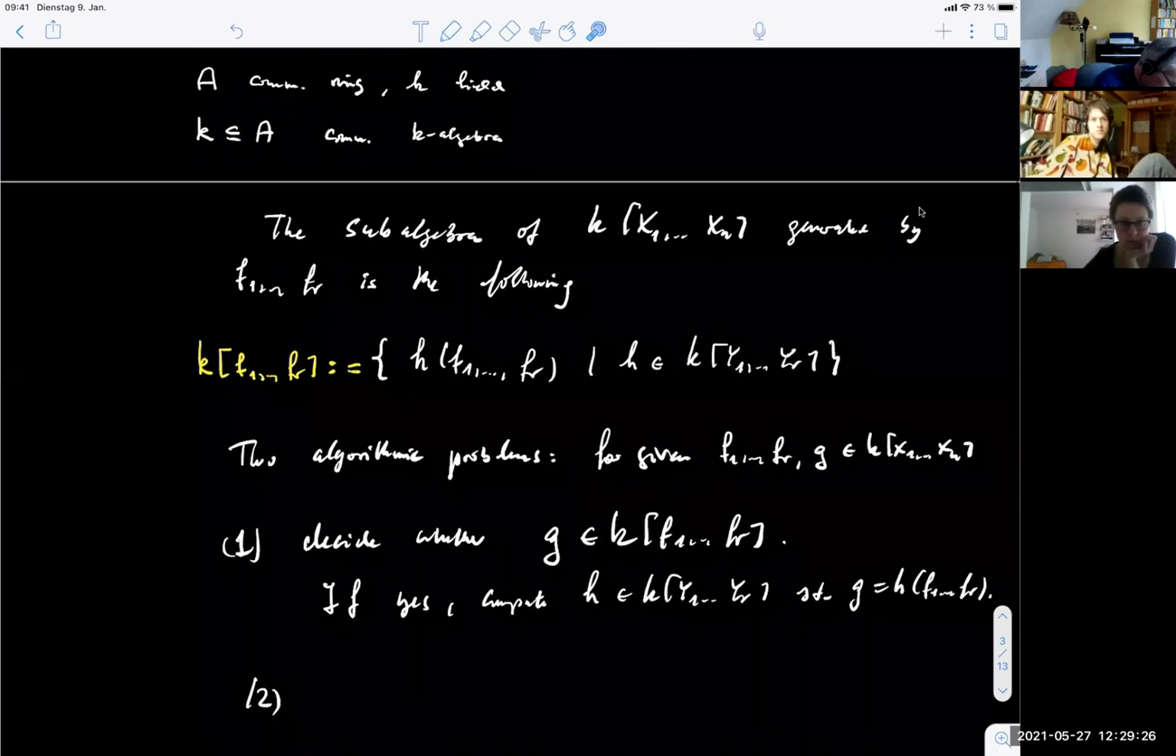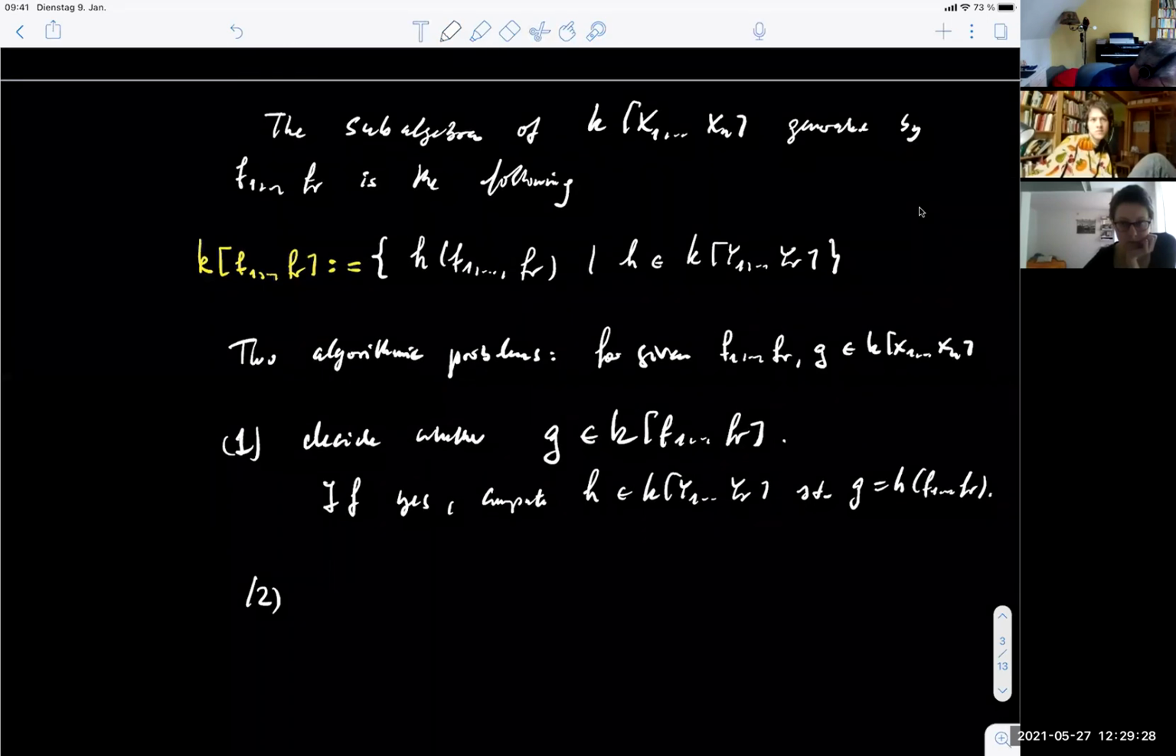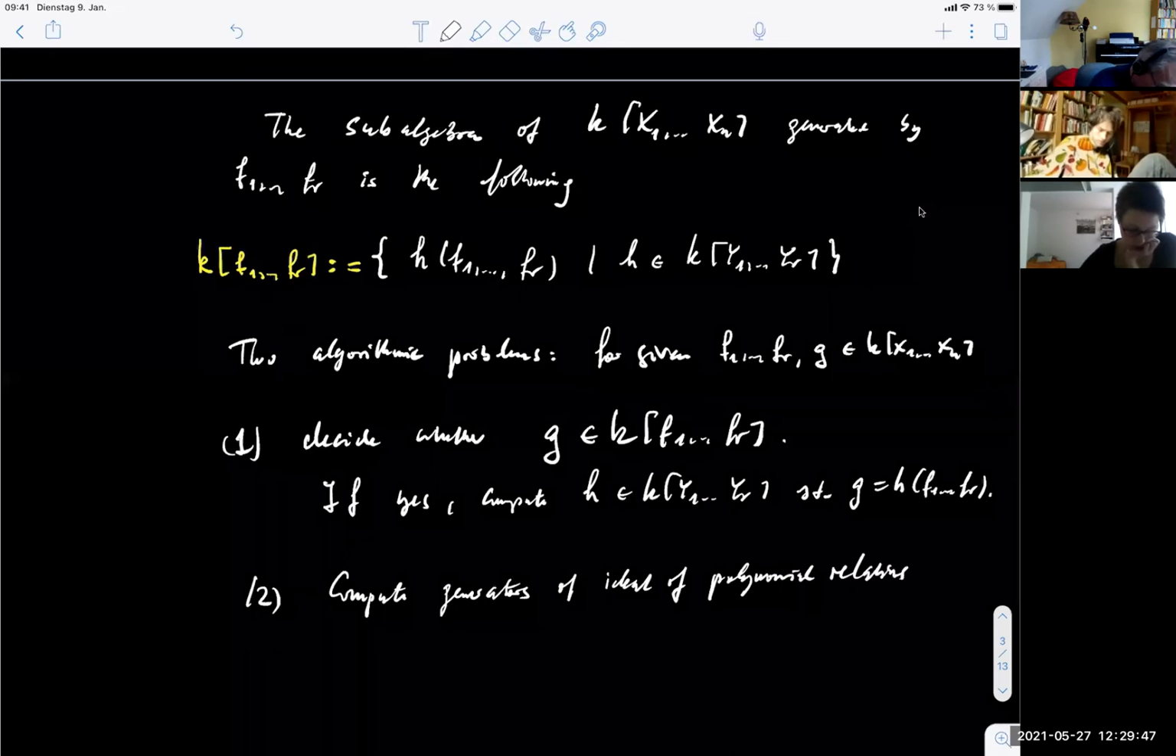But let me write the task. Compute generators of ideal of polynomial relations. JF. Okay, so these are the problems. And we can solve them at least in principle.